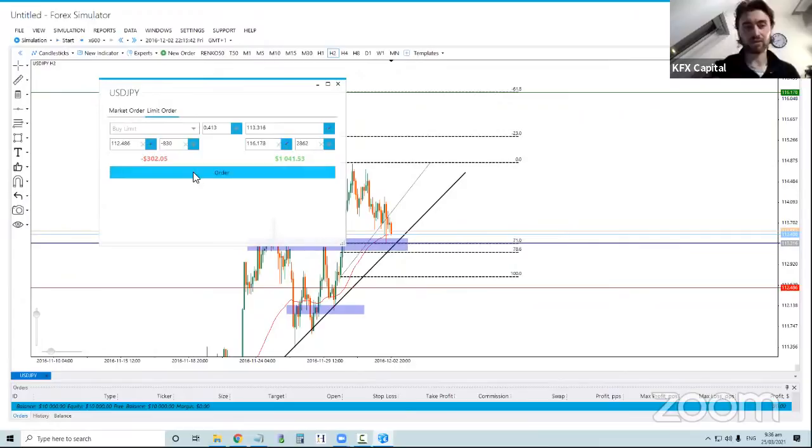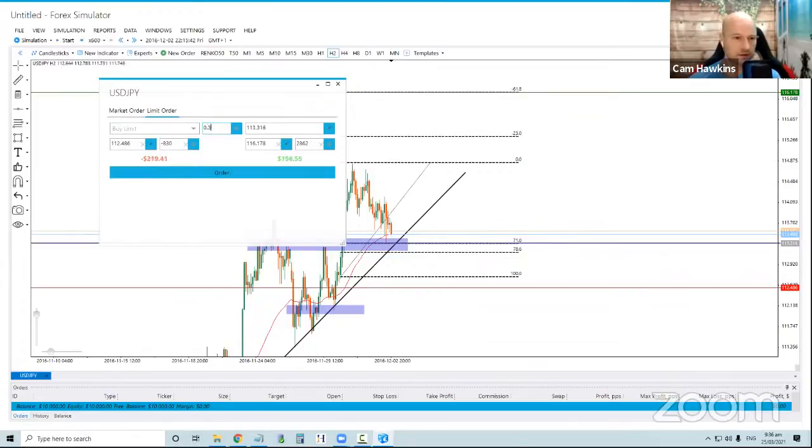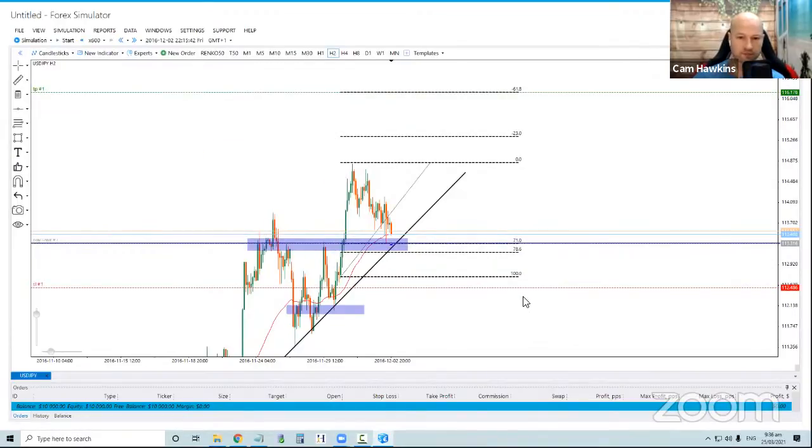Okay, guys, so this is one of the strategies that I use. Right, now I've just got to set this. So this is going to be 200 risk. Perfect. Okay. Buy limit order there. Right. You can play it out. Okay, cool.